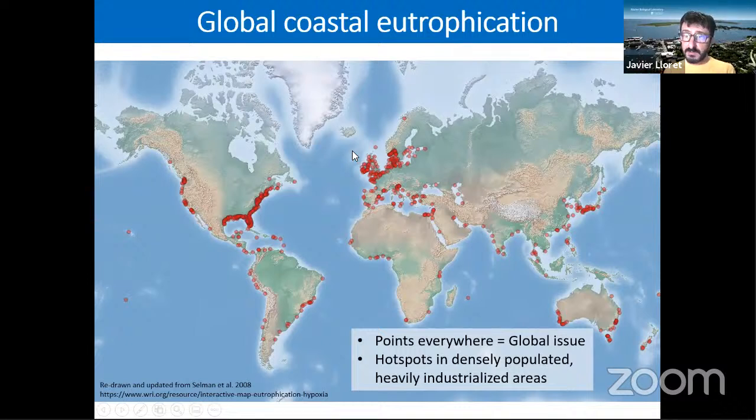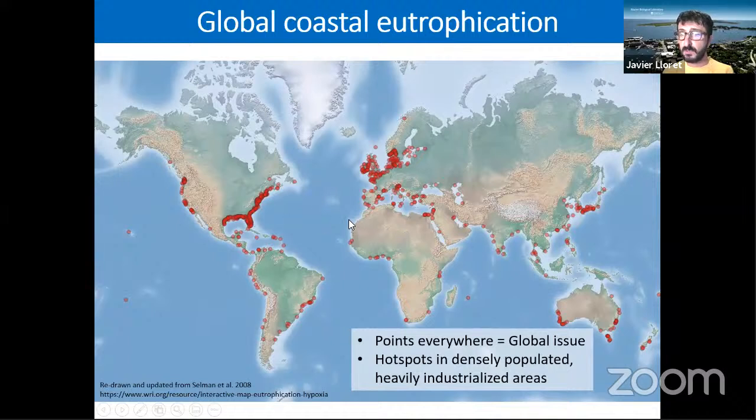Nitrogen is the limiting nutrient for primary productivity in the oceans, but when we put it there in excess, it causes a cascade of events that ultimately impact the environment in this coastal zone, causing a process that we call eutrophication. A good way to give you a sense of the magnitude of the scale of this problem is this map from Selman, which is constantly updated. Each one of these red dots that you see on the map represents a coastal ecosystem that is currently being impacted by excessive nitrogen inputs and suffering this problem that I'm calling coastal eutrophication.